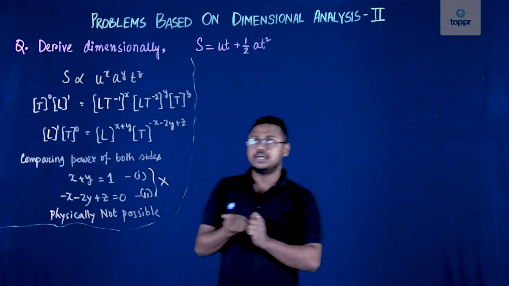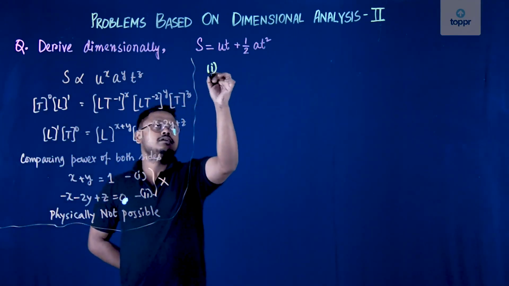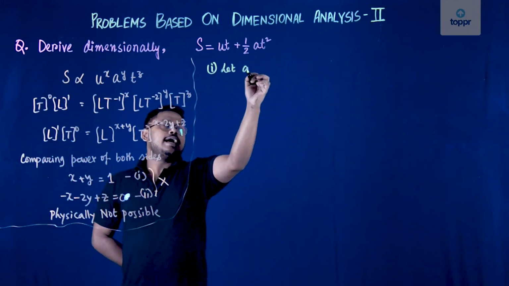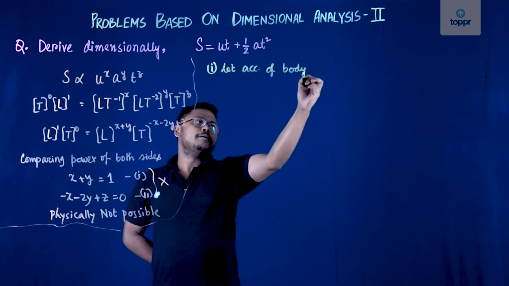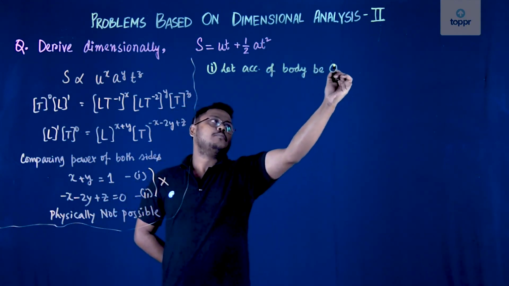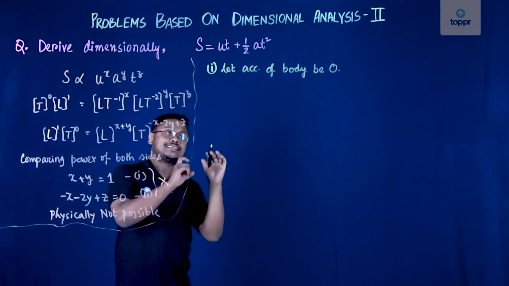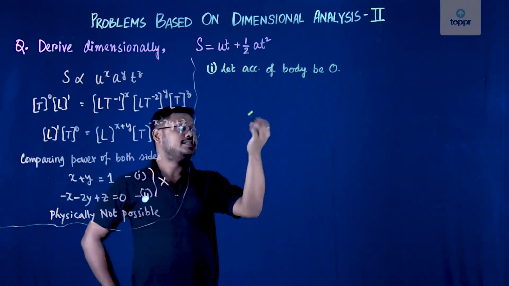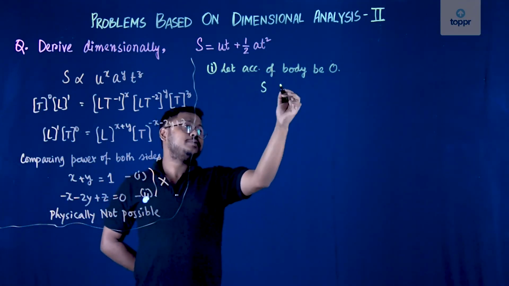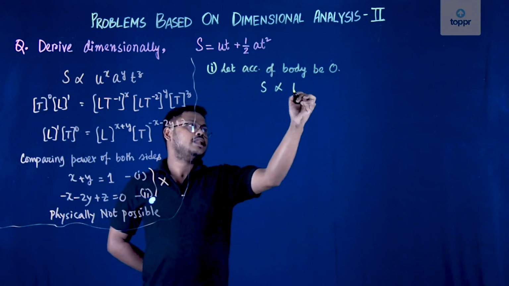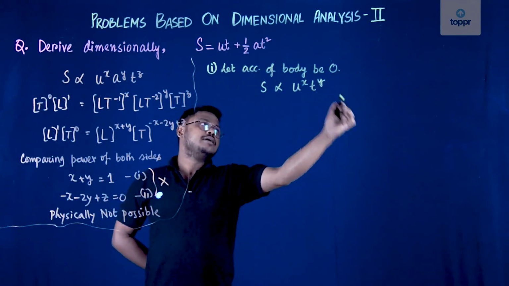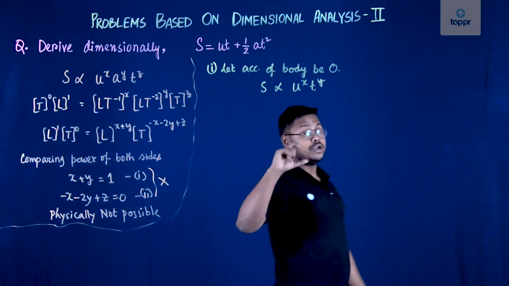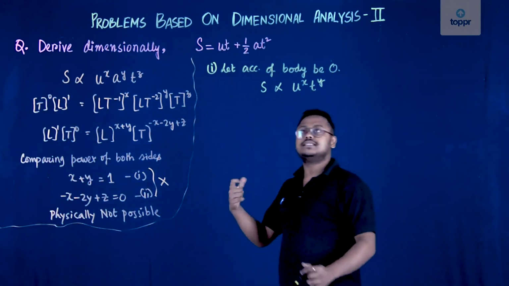So at first we will assume that the acceleration of the body is 0, right. So if the acceleration of the body is 0, then we can write that displacement is directly proportional to, let's say, u to the power x and t to the power y, because it is no more depending on acceleration, because acceleration is 0.